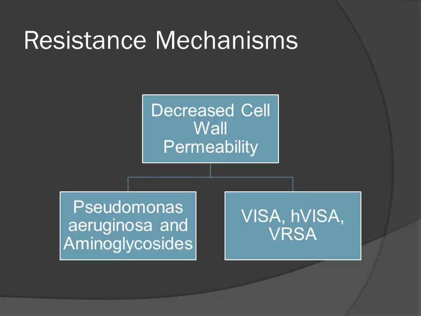In addition to beta-lactamases, there are some other resistance mechanisms that bacteria can have to certain antibiotics. One of them is decreased cell wall permeability, and that happens for some strains of Pseudomonas aeruginosa when treated with aminoglycosides. In addition, when you're using vanco to treat Staph aureus, sometimes you have vancomycin intermediate Staph aureus, heterogeneous vancomycin intermediate Staph aureus, and vancomycin resistant Staph aureus strains. So basically the vancomycin can't enter the cell and can't exert its activity.